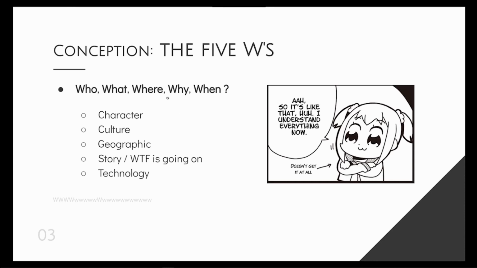Now, you guys need to know this concept about the 5 W's. And people are like, what the heck is that? Well, it's very simple. It's basically who, what, where, and why. You want to portray in your concept the character's background, the culture it's from, the geographic location, and the story, like what is going on in the story. Is it just a random girl staring into the distance, emotional, or is it some war, a battle against another faction, something engaging?